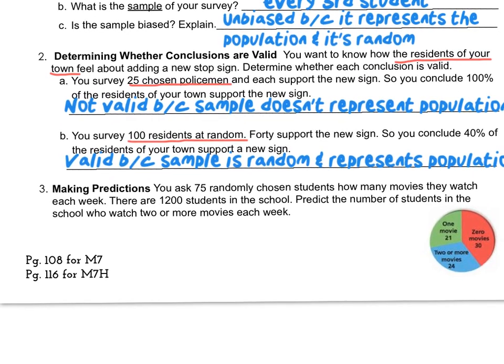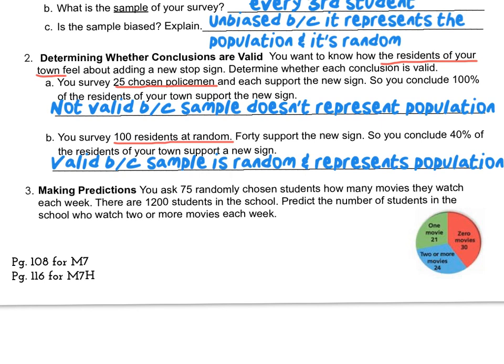Okay, last but not least, our third one is making predictions. Now we can use valid samples to help make predictions about our population. So in this one, it says you ask 75 randomly chosen students how many movies they watch each week. There are 1,200 students in the school. Predict the number of students in the school who watch 2 or more movies each week. Okay, so we're going to use a proportion. And first, let's circle the important information that we have in red. So we have 75 randomly chosen students. Let's go ahead and circle that. That is important. And then there are 1,200 students in our school. That is important. Predict the number of students who watch 2 or more movies each week. So let's underline that.